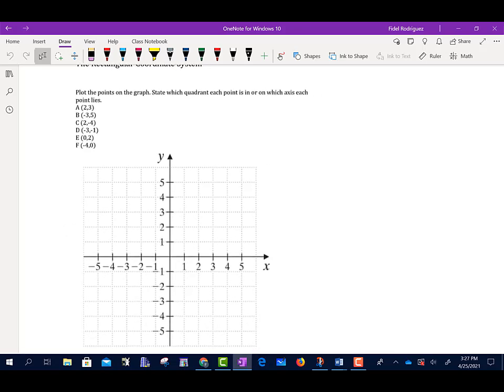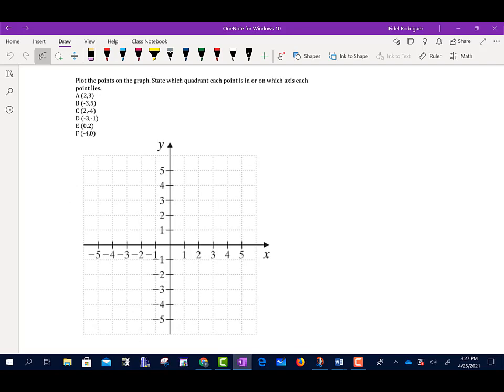Okay, in dealing with the coordinate system, we're going to be talking about plotting points. Every point is always going to be in the form x comma y. The first number tells me how to move either left or right, and the second number tells me how to move either up or down, okay?